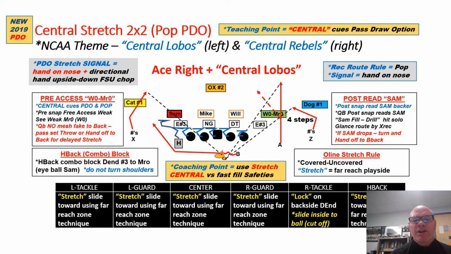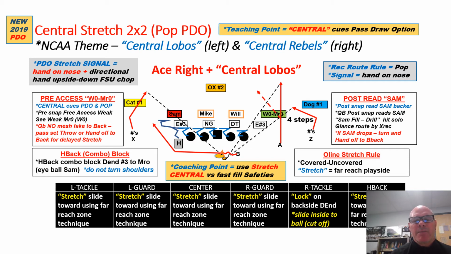Quarterback's still going to look at free access to the backside, which is the weak side, Mr. Zero to the right. If he has that, he'll go with the A and the Z on the bender read and look underneath. If not, we're going to post-snap read the SAM to the play side.